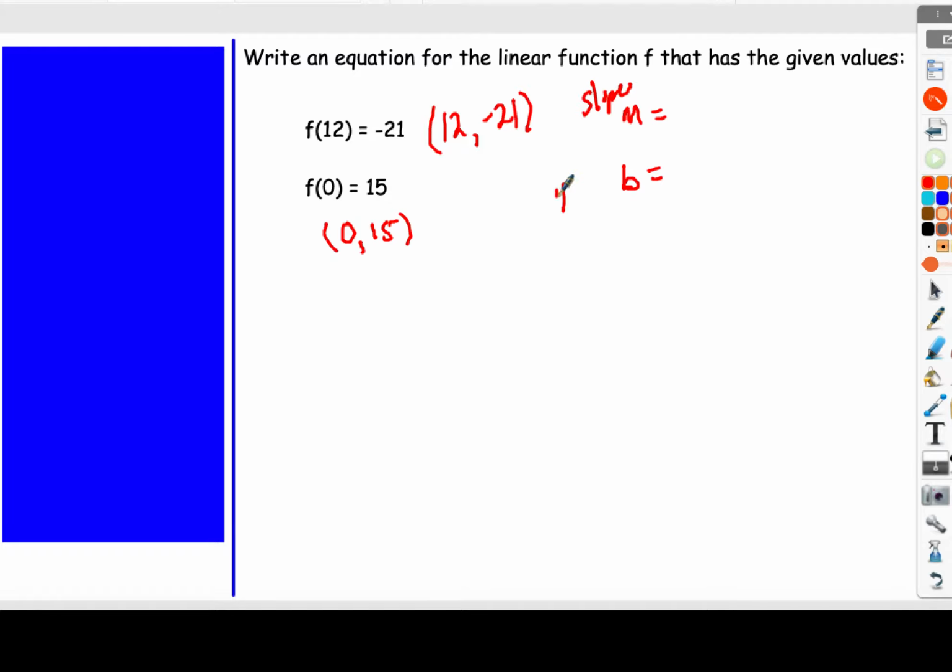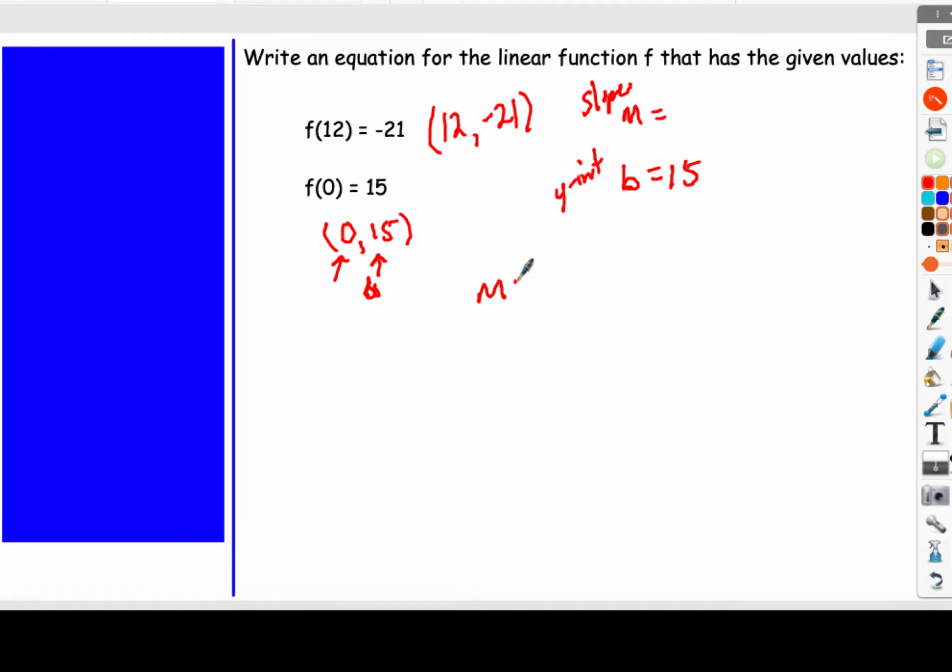We need to know the slope, right? And we need to know the y-intercept. Well, we know the y-intercept because over here, x equals 0 is always a y-intercept, which means 15 is going to be our b value. So we know that part, but we need to find the slope before we can write our equation.